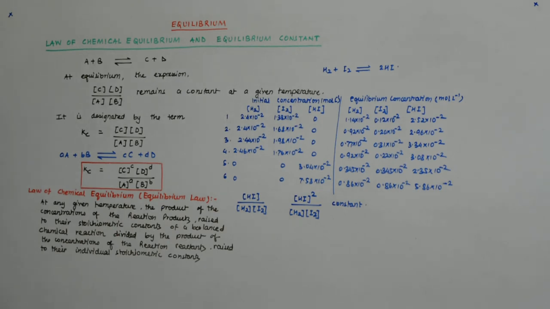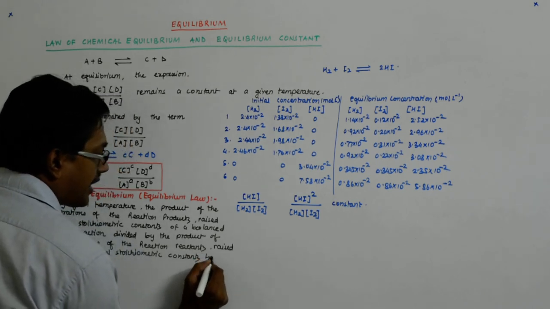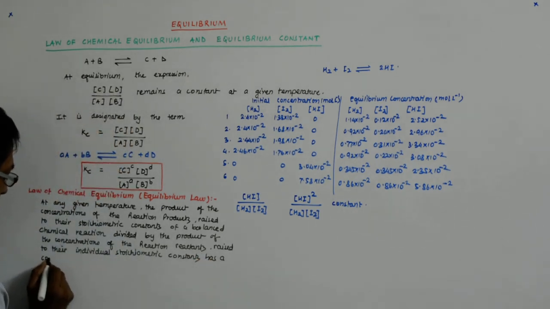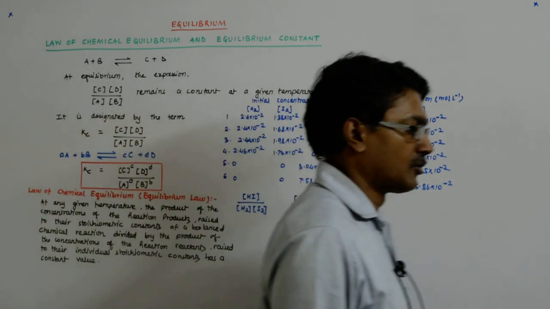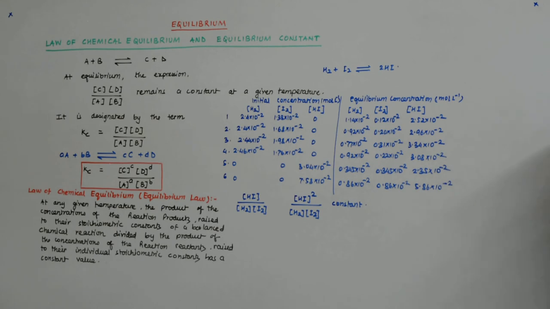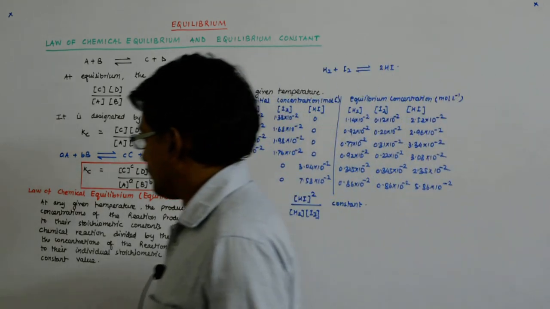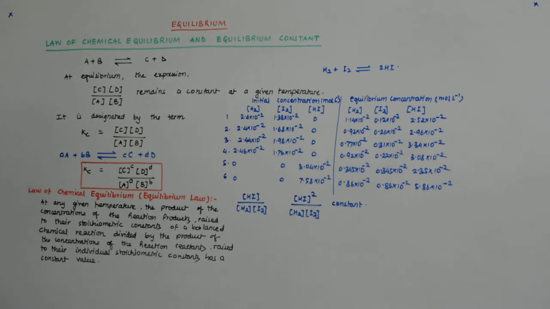has a constant value, is a constant. So many constants, words with the same name but different meanings. Product here and product here are two different things. Constants here and constant here are two different things.